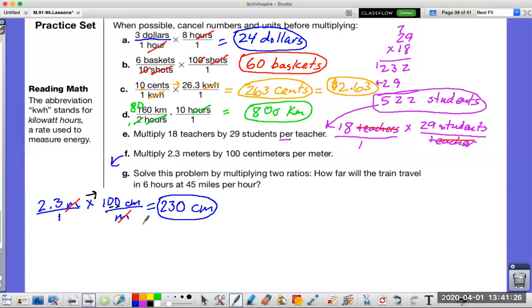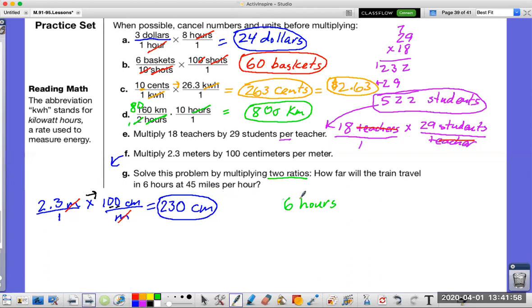All right, let's do the last one here before your quiz. This one says, solve this problem by multiplying two ratios. What are ratios again? Well, it's like fractions. So you just need to keep in mind that you're setting it up like a fraction. How far will the train travel in 6 hours? So let's write that, 6 hours at 45 miles per hour.